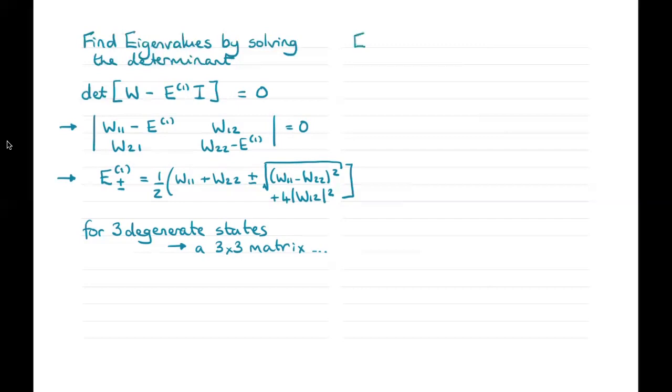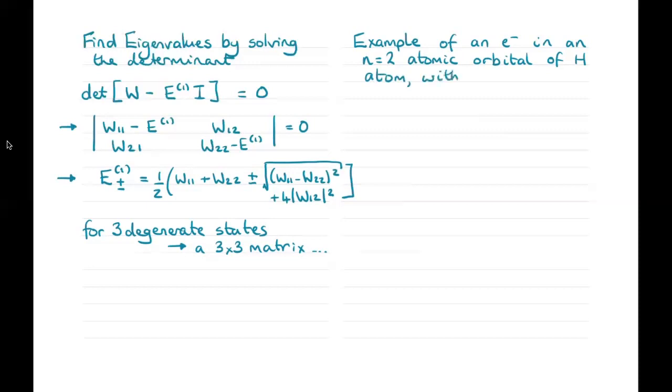So I want to look at the example. It's going to be an example of a 4 by 4 case of an electron in an n is equal to 2 atomic orbital of the hydrogen atom with an electric field strength E applied along the z-axis.